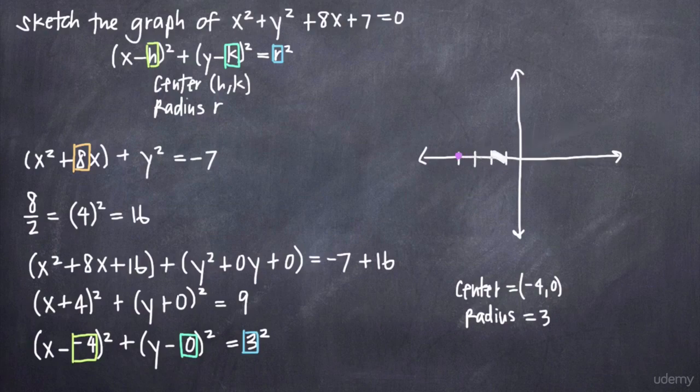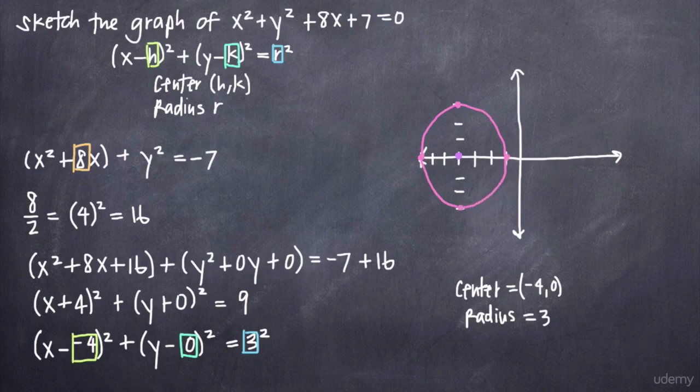So if we go out a distance of 1, 2, 3 to the right here, because 3 is the length of our radius, we know that the circle will extend this far to the right. If we go out a distance of 3 over here to the left, we know that the leftmost point in our circle will be here. And then if we go up and down a distance of 3 from our center, we can find the topmost point and the bottommost point of our circle, and then we can just connect our dots here to form the graph of the circle.